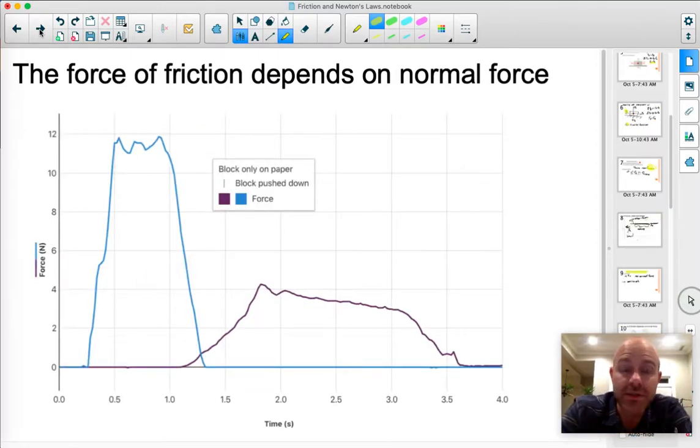We can do this without placing masses on the top. These graphs came from me just pushing down with my hand while I slid it across. And so again, we can increase the normal force and therefore increase the frictional force involved.